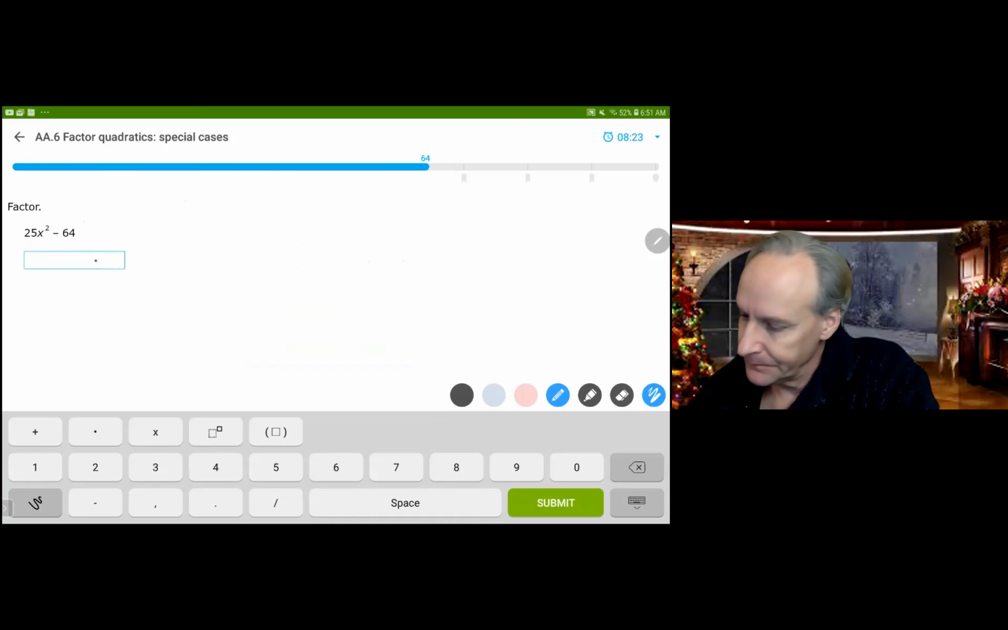Difference of squares. 5x plus 8 and 5x minus 8. Yep.